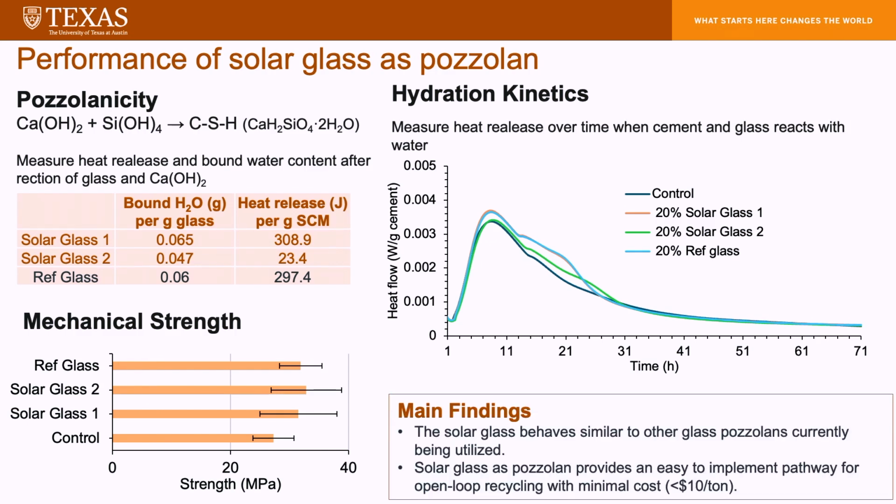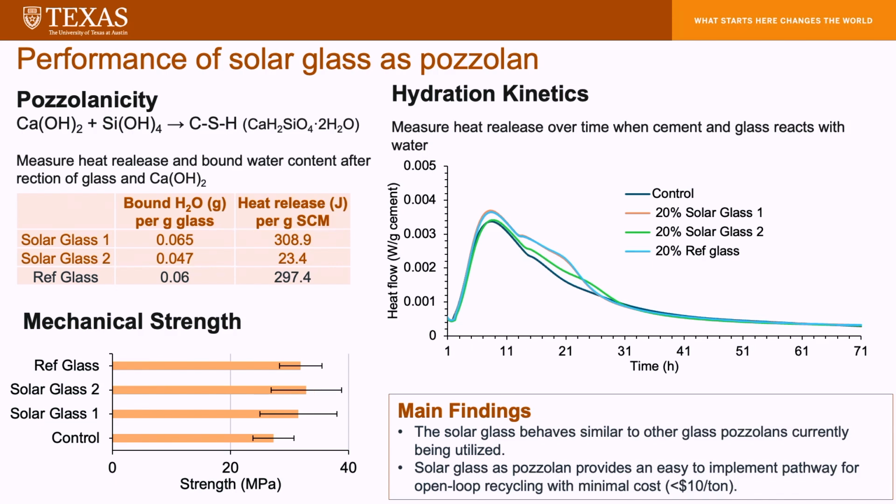In terms of main findings, I would like to emphasize the following. Solar glass behaves very similarly to the other glass pozzolans currently being used in the industry today. If we want to scale it up, the way to do it would be to collaborate with companies that are already recycling solar panels. They are sending the waste glass to landfill, but we'd like to put in a ball mill to grind it fine and try to sell it as a pozzolanic material.